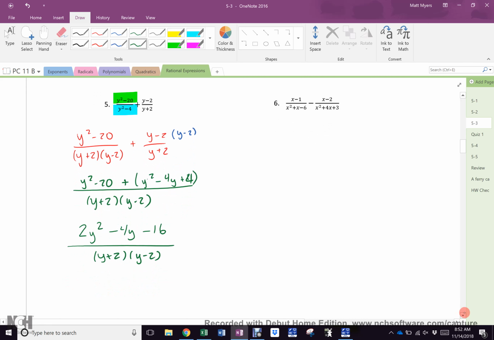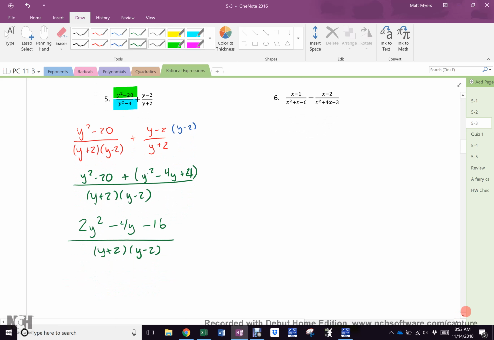Now, what is something you could do right now? You could do your restrictions because you have a denominator. So what would that be? Then y can't equal plus or minus 2. There's our restriction. It's out of the way.